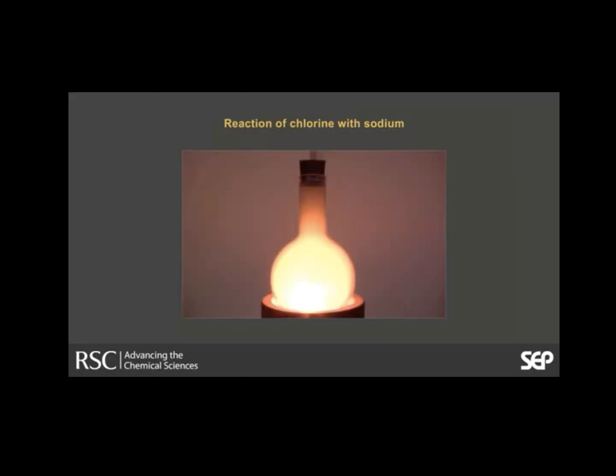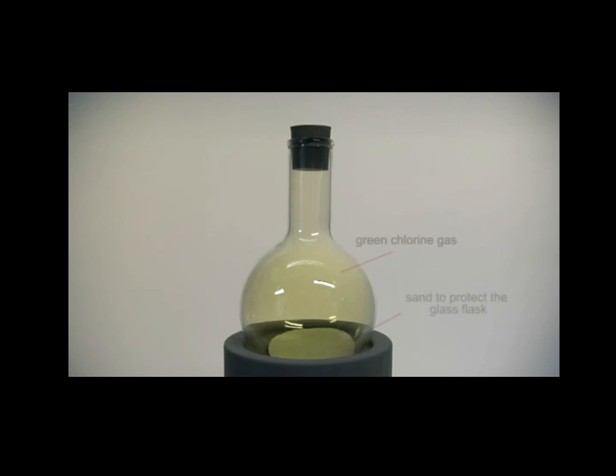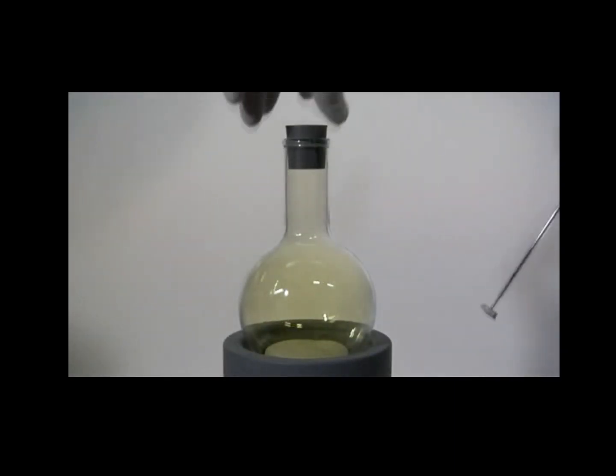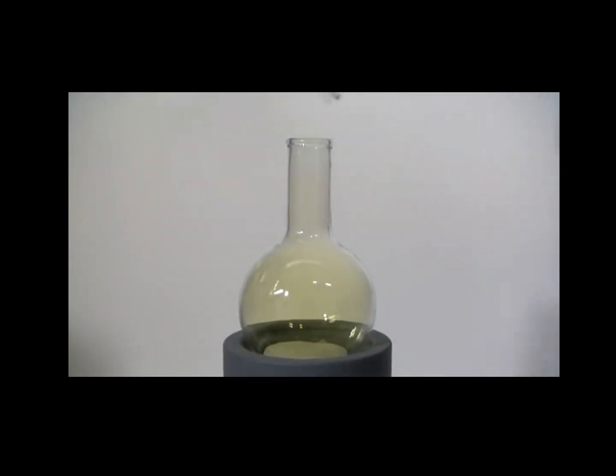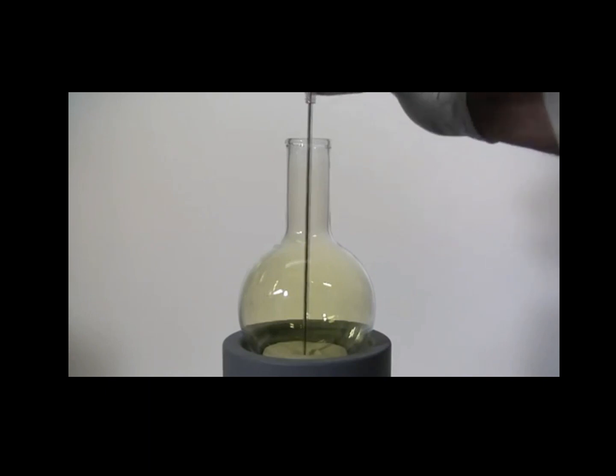In this case, chlorine has been placed in a flask, and some sand is used to protect the glass from the heat produced in the reaction. A long syringe needle has been used to pick up a small piece of sodium, and using the glass tube, it is dropped into the sand.